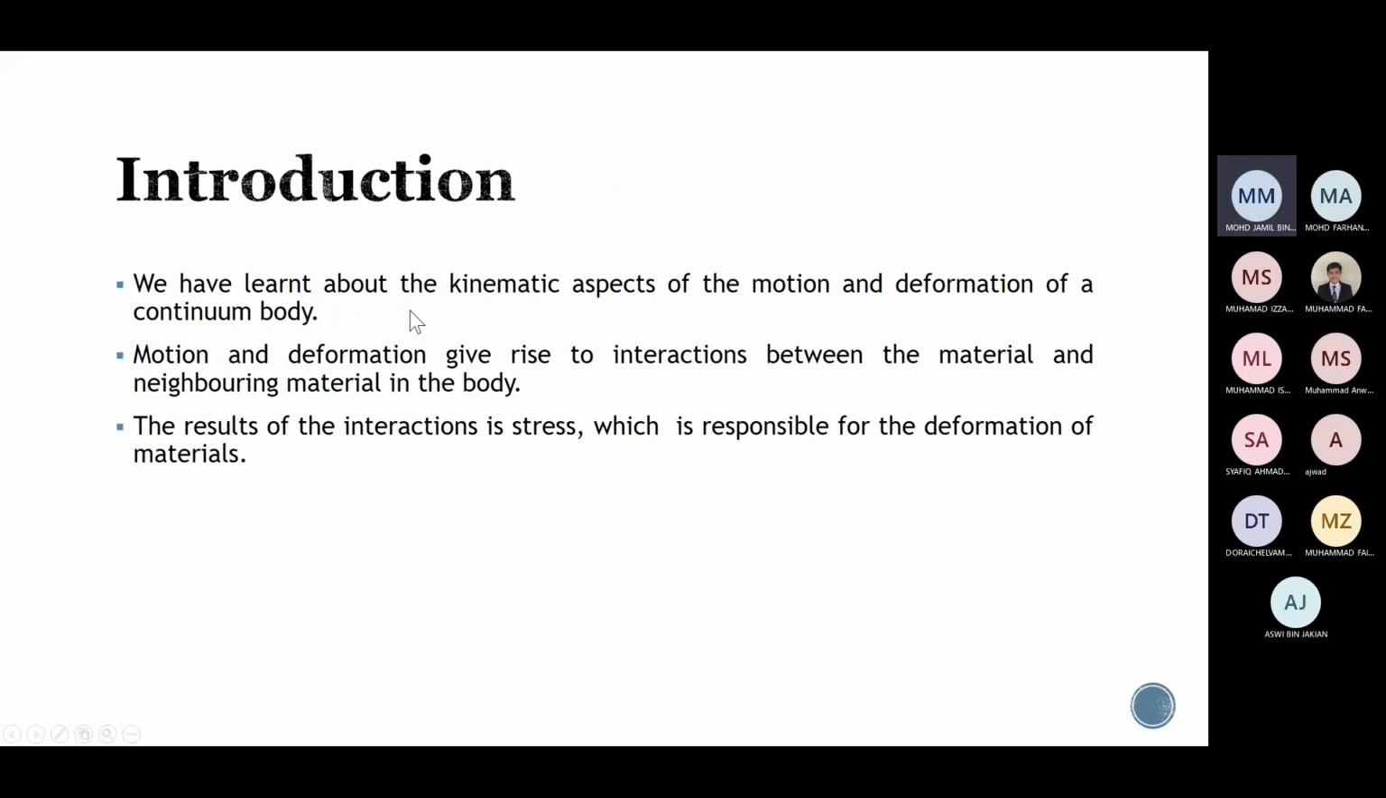So we have learned about the kinematics aspect of the motion and deformation of a continuum body. And motion and deformation give rise to interactions between the material and neighboring material in the body. So each particle will experience different deformation depending on its interaction with its neighbor. So the result of the interaction is the stress, which is responsible for the deformation of the material.